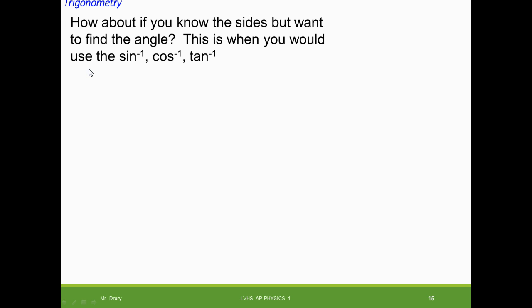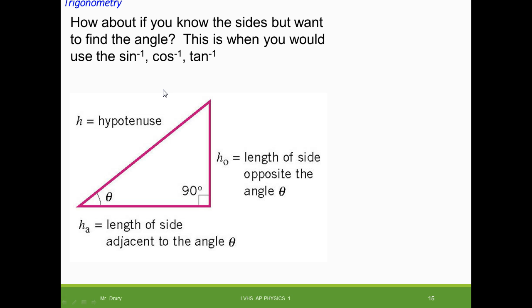All right, but let's say we know the sides, but want to find an angle. This is where we would use the idea of arc sine, arc cosine, and arc tangent. Basically what you're saying to the calculator or your computer is, if I know the ratio of the opposite over the hypotenuse, what angle does this work with?